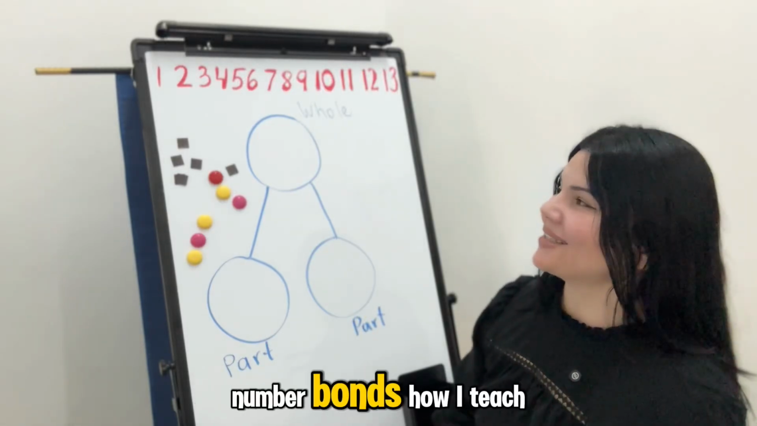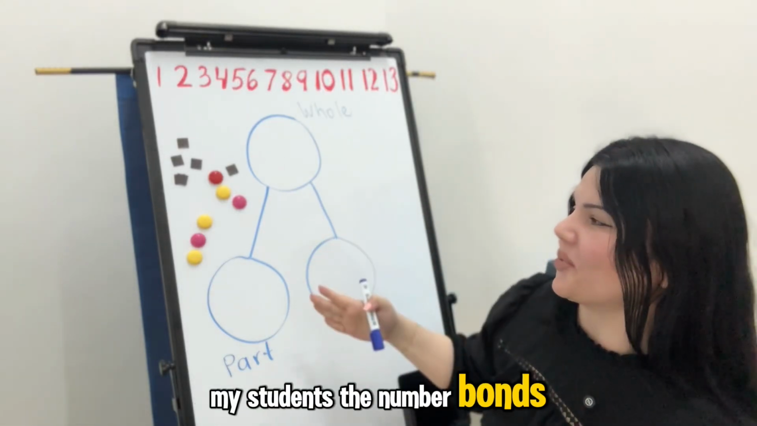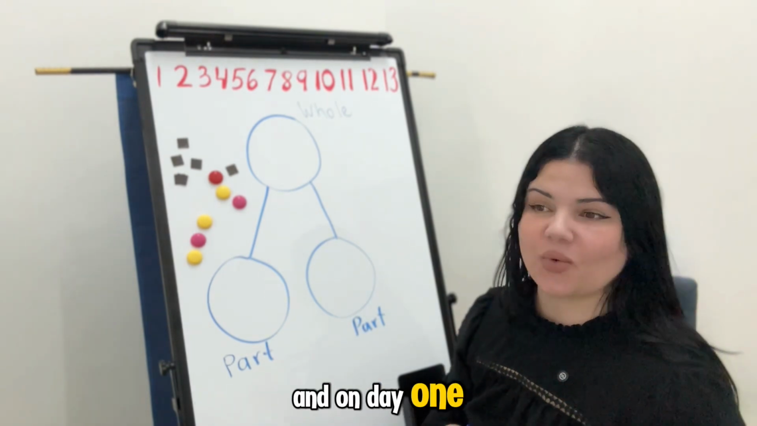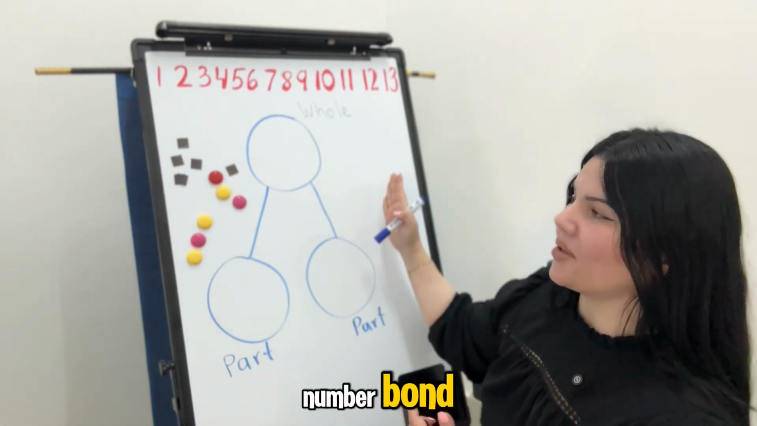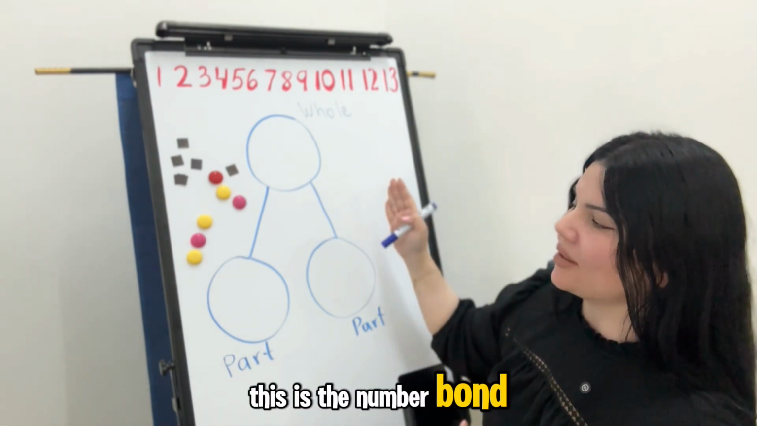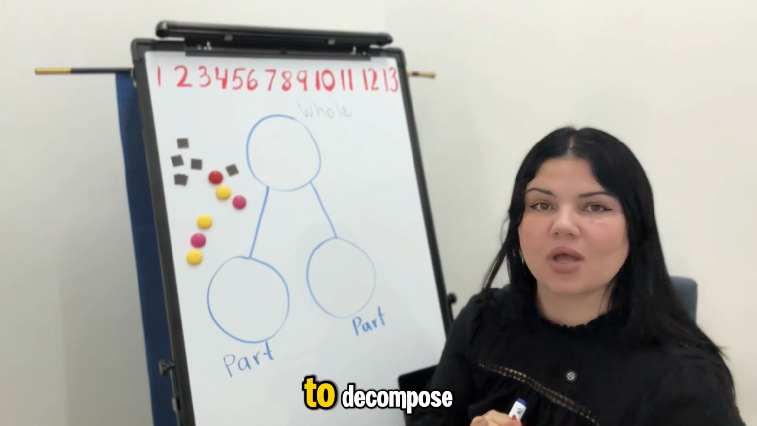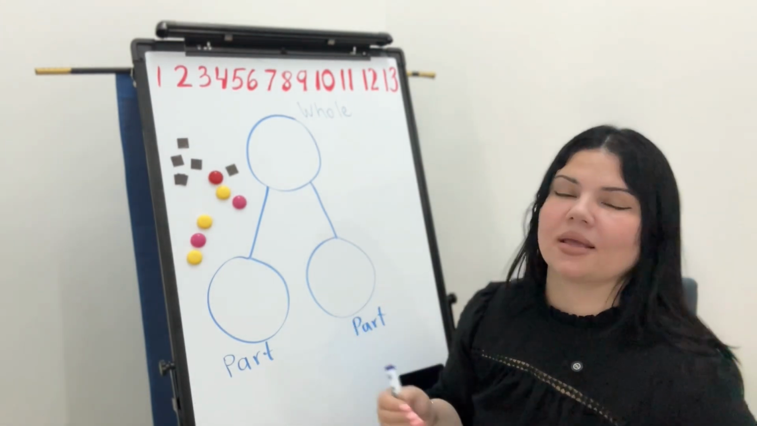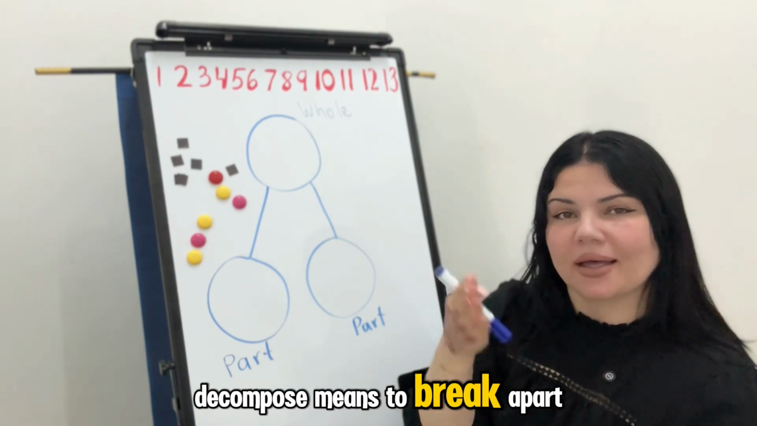Number bonds. How I teach my students the number bonds. It requires lots of drilling. On day one, usually I show them the number bond, and then I tell them this is the number bond, and the number bond helps us to decompose. And what does decompose mean? Decompose means to break apart.